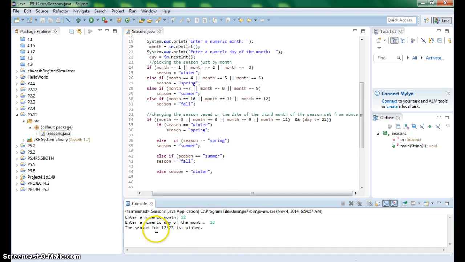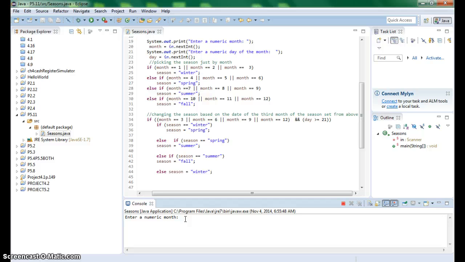So let's see what it does. Okay, 12/23. The season for 12/23 is winter. Now let's see, just a few days before that, we got December, and I'll put 15. And so the season for December 15th is fall. That doesn't sound right, but I'm sure it is. I always think winter starts earlier than December, but anyway, it feels like it anyway.